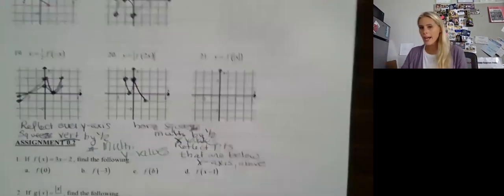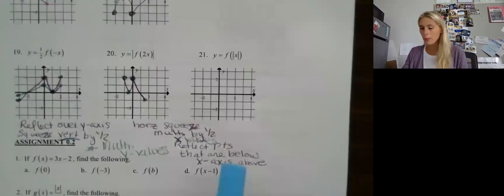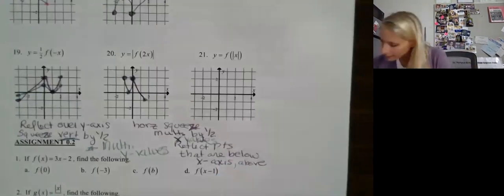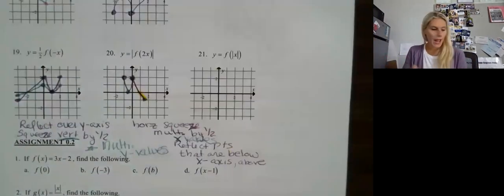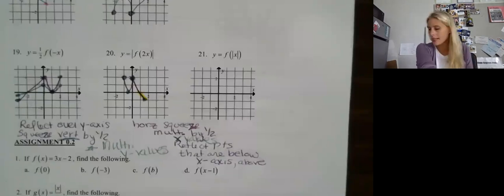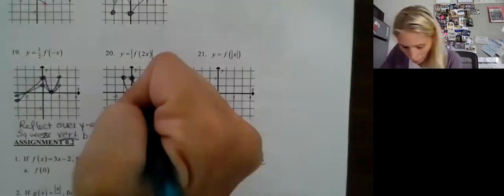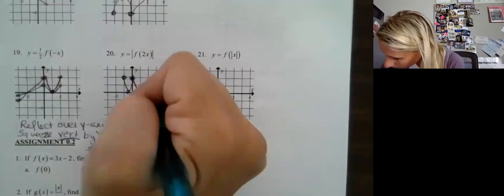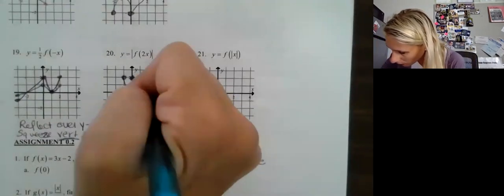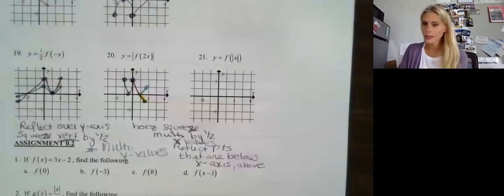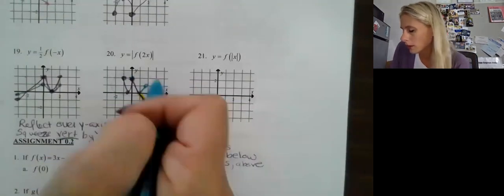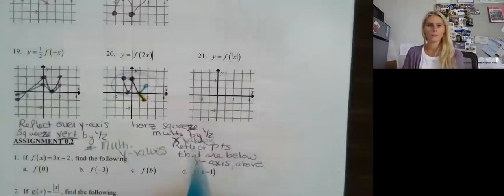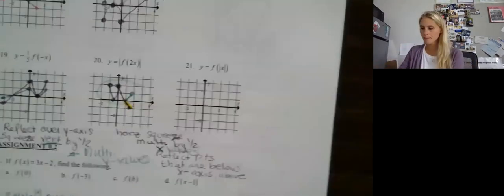Well, now we have to reflect the points below. So look at what's below the x-axis. Below the x-axis is right here. So what we're actually going to do now to finalize it is flip that yellow piece up. The final transformation is right there. So you flip that piece up.